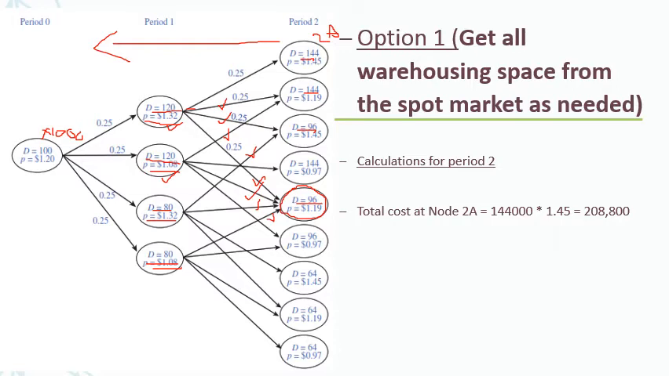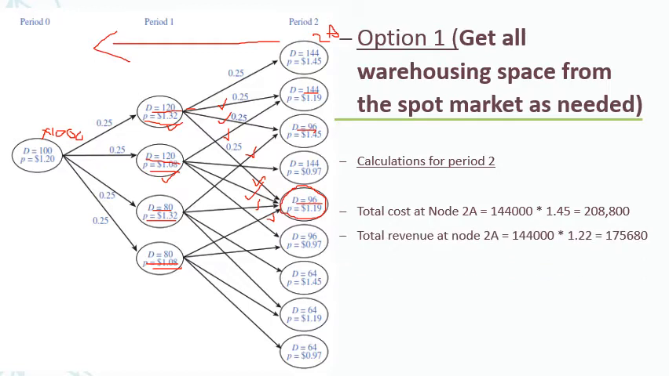What is the total cost at node 2A? What is the demand? 144 into 1000, that is 1,44,000. At what price are you purchasing that? The condition says you are going to get all the warehouse space at the spot market rate, $1.45. So what is the total cost? 1,44,000 into 1.45, that is 2,08,800. That is the total cost at node 2A.